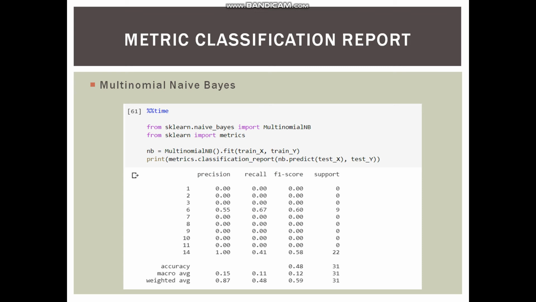And then this is the metric classification report for multinomial naive Bayes. As you can see, the precision, recall, F1 score, and support. And also you can see the accuracy there, which is 0.48. And then you can see how we implement the code to produce the metric classification report.